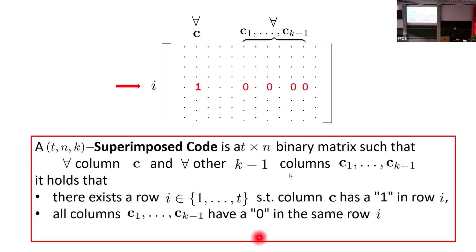You have this matrix, and for any column and for any other k-1 columns, you can always find a row such that you find 1 here and everything else is 0. Why should adult people be interested in this simple object? Well, it turns out that we have to.